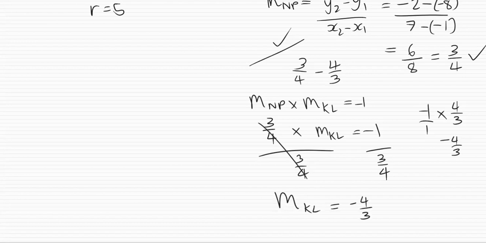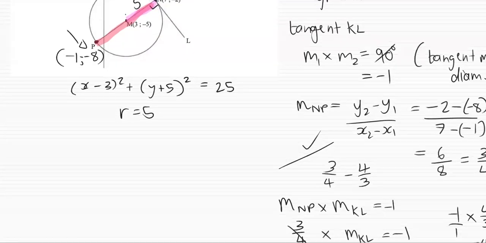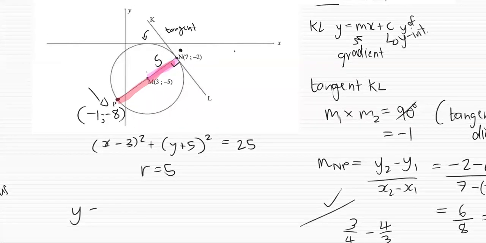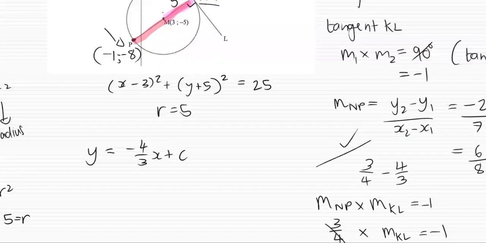We're not quite done. So far, we have the gradient of KL. So y is equal to -4/3x plus c. We've still got an unknown c. And for this, we can sub in point N because we know it's on KL. So we can sub it in.